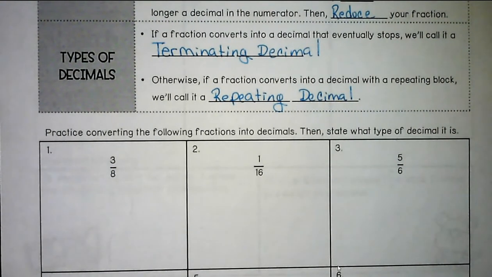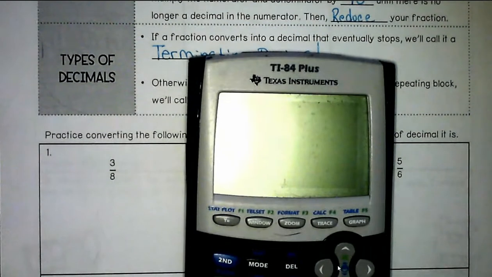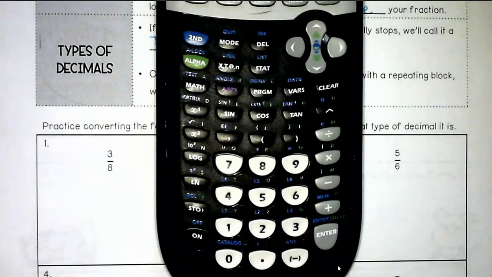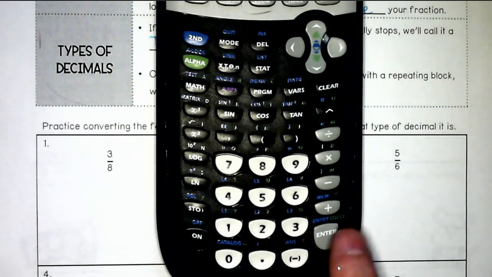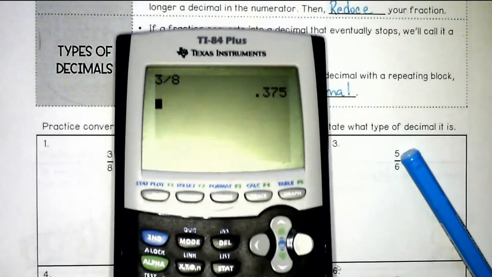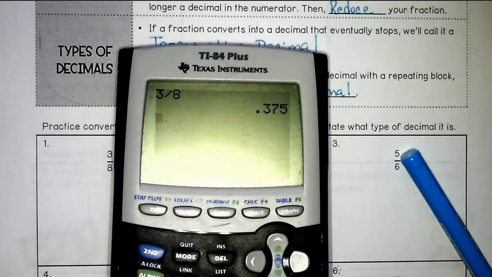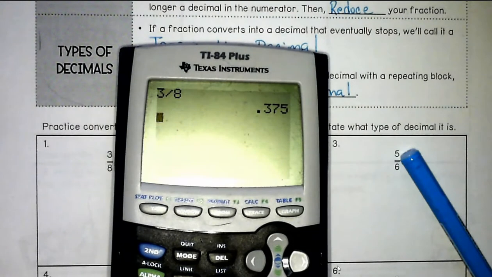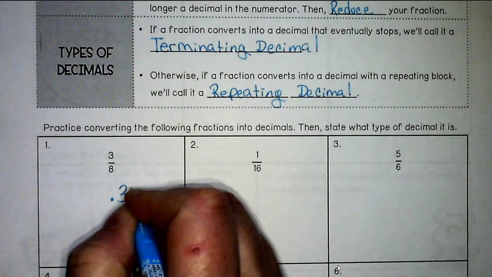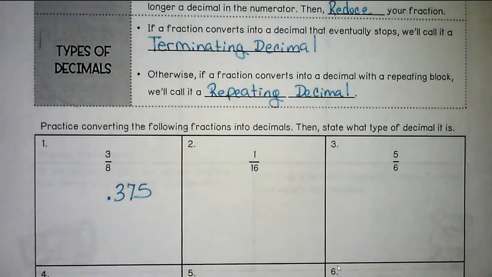Now remember, you do get to use a calculator. So what you want to do is divide the numerator, the top, by the denominator, the bottom. So you would type in 3 divided by 8. Now, if you're using a graphing calculator, you actually have to hit enter. If you're using a scientific calculator, you don't have to hit enter. So I'm going to hit enter, and there my answer is decimal 375, 375 thousandths. So my answer is decimal 375 or 375 thousandths.